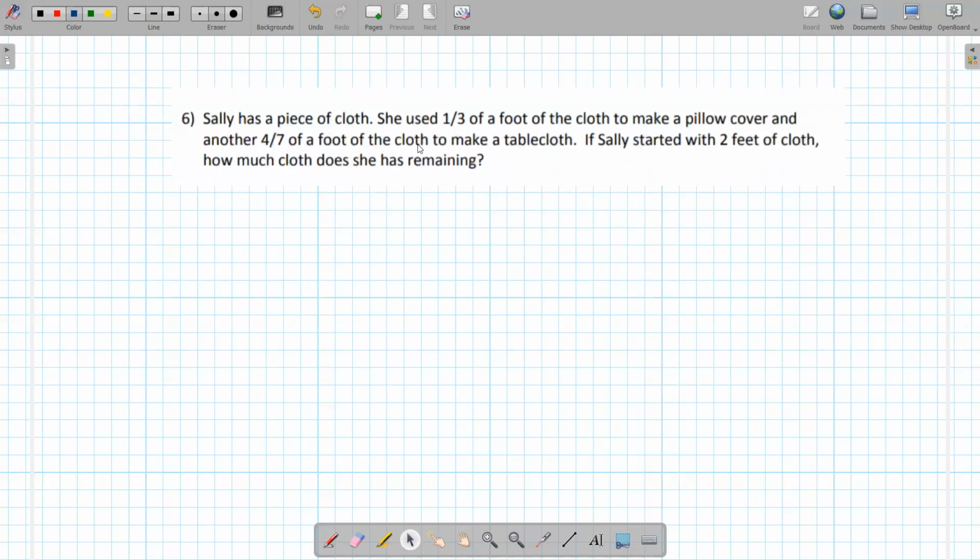Sally has a piece of cloth. She used 1/3 to make a pillow cover and another 4/7 to make a tablecloth. If she started out with 2 feet of cloth, how much does she have remaining?